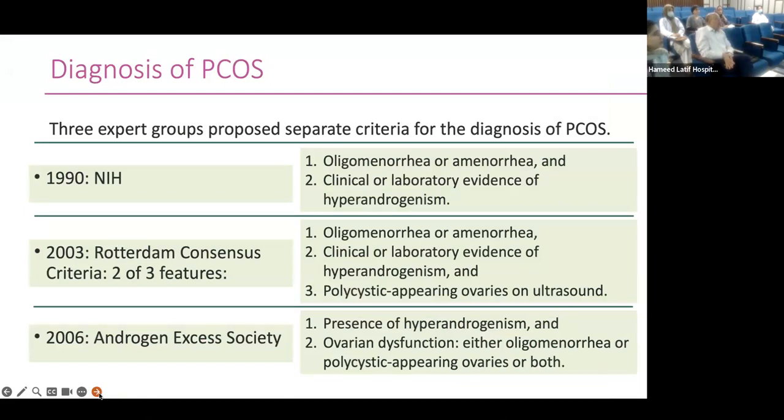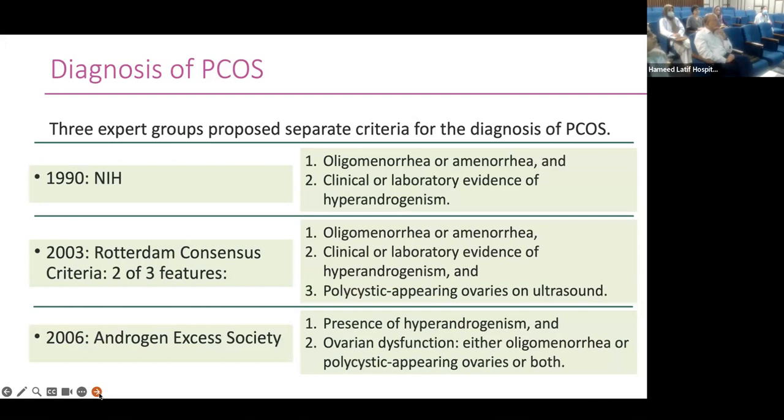Okay, so the National Institutes of Health in 1990 only said oligomenorrhea or amenorrhea, which is ovulatory dysfunction, and clinical or laboratory evidence of hyperandrogenism. You see in those, the clinical or laboratory is there, but ovarian morphology doesn't figure anywhere. At that time, vaginal ultrasound was not really so common.